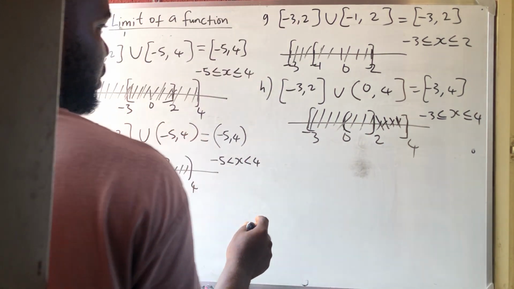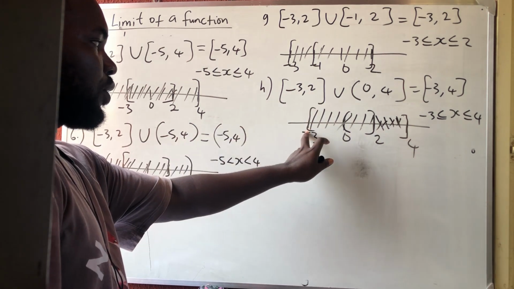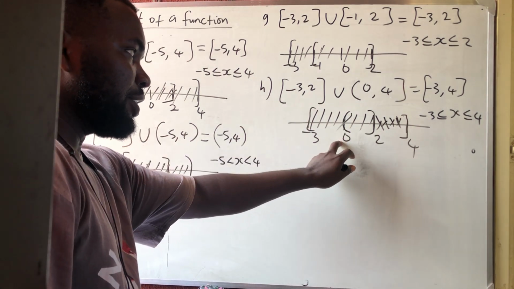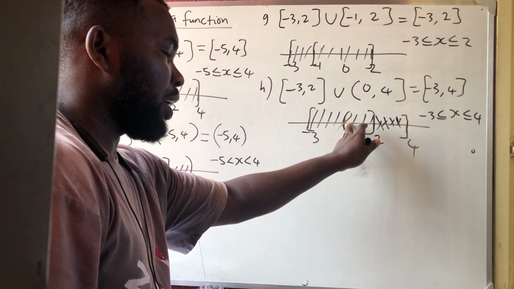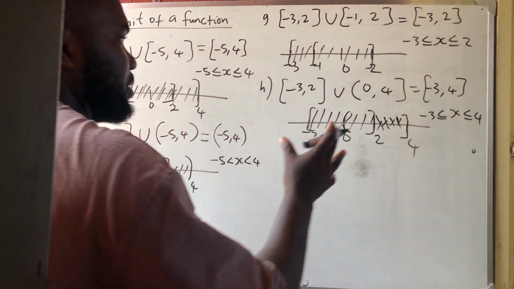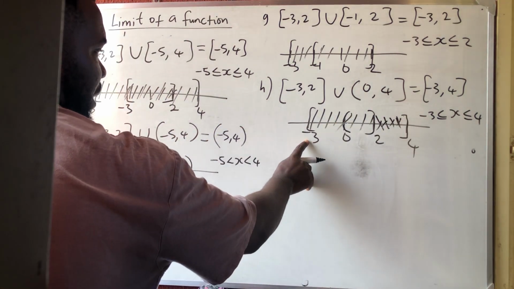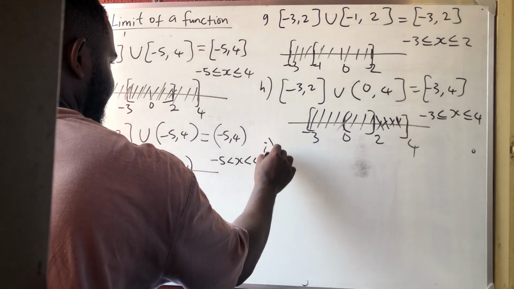Are you getting what I'm doing? I hope I'm not obscuring. So this is minus 3 and 2, minus 3 and 2. 0 is inside this one. But here, 0 is not involved. But from anything that is close to 0, then to 4. So to bring them together is collecting everything. So I'm collecting from minus 3 to 4. That is my answer.